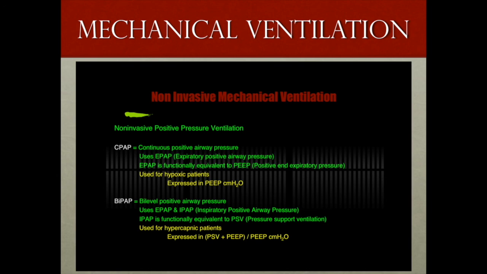BiPAP is bilevel positive airway pressure, and it uses both EPAP and IPAP. And here IPAP stands for inspiratory positive airway pressure. And IPAP is functionally equivalent to what would be pressure support if a patient were on a ventilator. And this is expressed in pressure support plus PEEP divided by PEEP. So a typical BiPAP setting would be 12/5. And it does not mean that they are on 12 of pressure support and 5 of PEEP. It means they are on 7 of pressure support and 5 of PEEP. So it is important to know that the numerator is the pressure support level or the IPAP level plus the EPAP or the PEEP level.